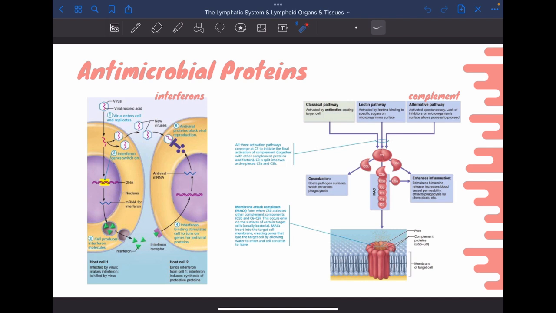On the other hand, complements, which are basically a group of 20 proteins activated by different pathways, are going to converge to give us C3, which will split to give C3a and C3b. C3a will mainly activate and enhance inflammation via histamine and so on. C3b will do opsonization, coating the pathogen for phagocytosis. And we also have C3b and C5b that is going to help in MAC, or membrane attack complex, to cause lysis of the cell. So we have inflammation, lysis, and opsonization.